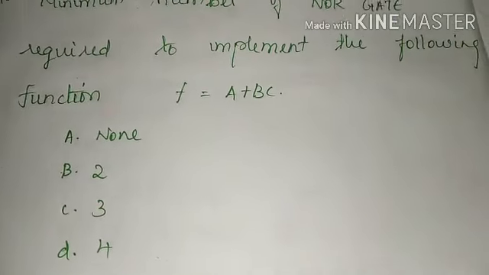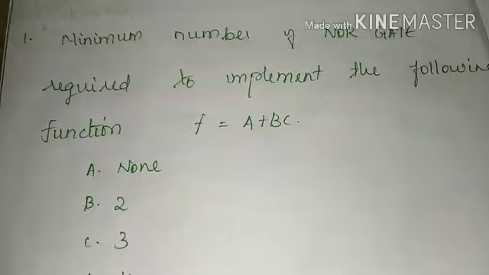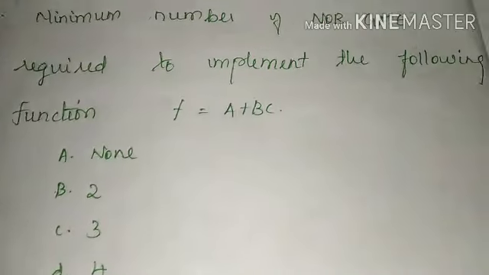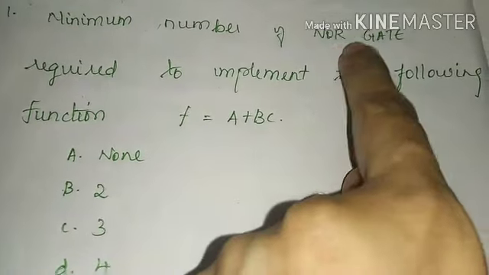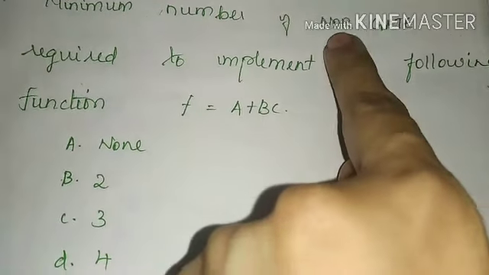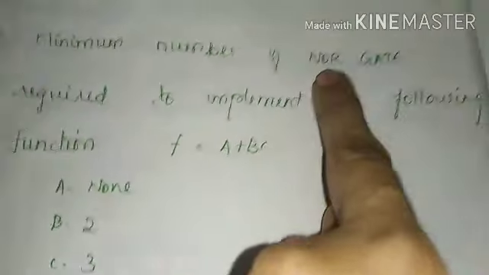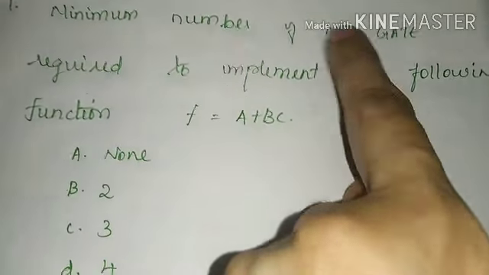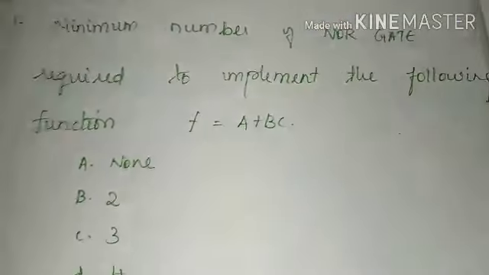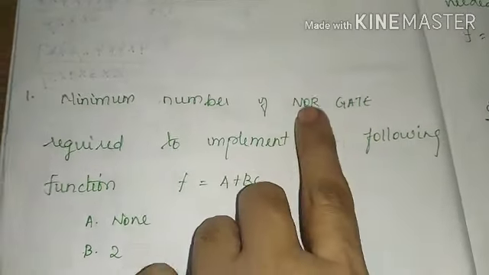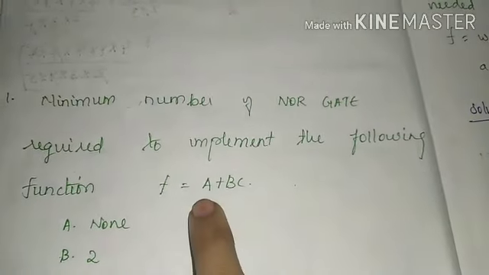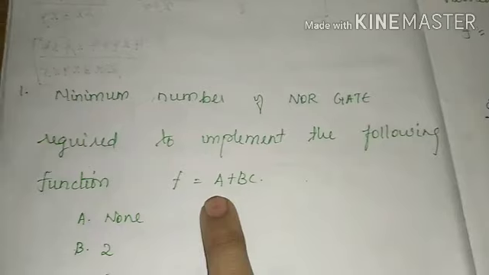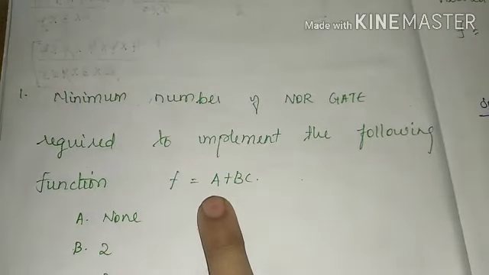First we have to think over a concept regarding this one. If they ask about the minimum number of NOR gates, then we have to follow the product of sum format. Then we have to convert our given function into the product of sum. If they are asking about the minimum number of NAND gates, then we have to convert our given function into the sum of product, that is, SOP form.